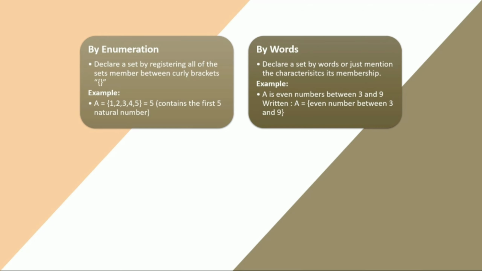The second is by words: declare a set by words, or just mention the characteristic of its members. For example, A is the even numbers between 3 and 9. That's written like A equals curly brackets even numbers between 3 and 9.